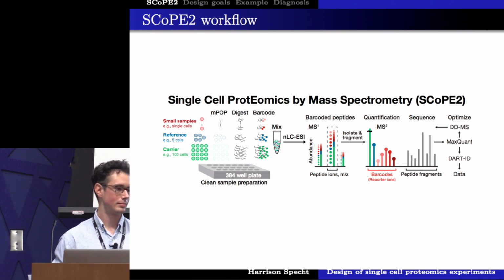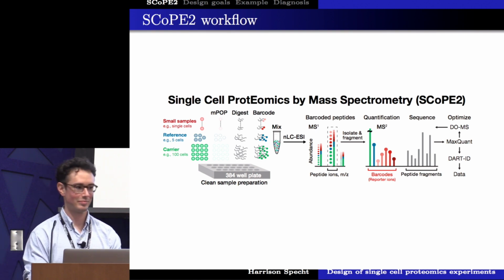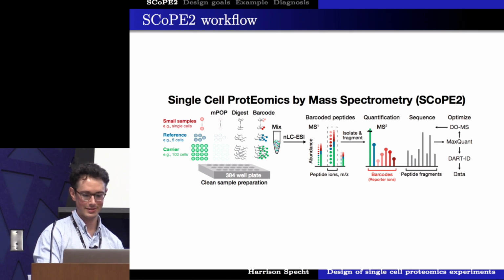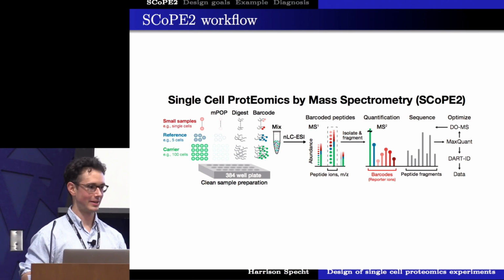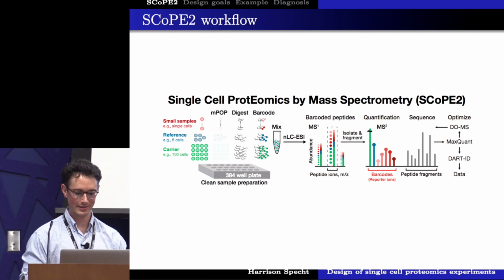Shoot. What about the carrier cells? Are they similar across the different samples, or how do you select? So that's my next slide. Yeah. Cool. So I'm going to go into the carrier and address that question in 1 second.